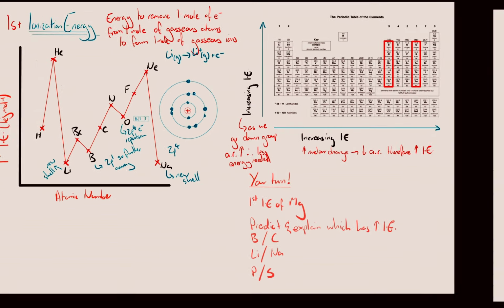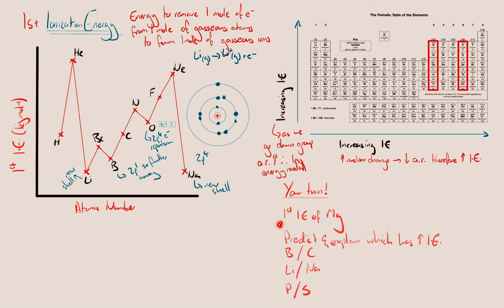Perfect. So the only thing I want you to do here is this. First ionization energy of magnesium, circle which one of these you think has the highest ionization energy and explain why. Beware of the sets of exceptions. You need to think, are we talking about these sorts of patterns, or are we talking about the exceptions which I've spoken about here?